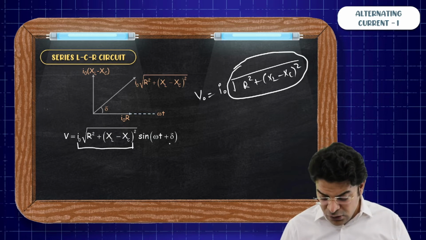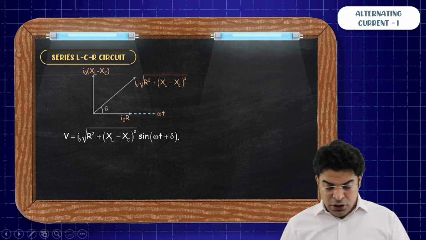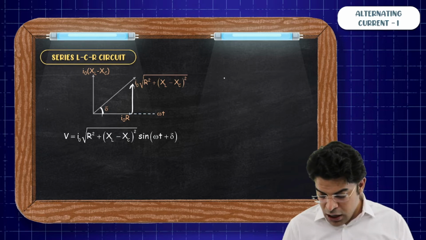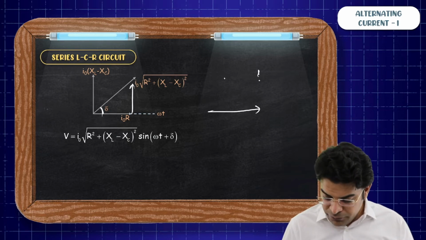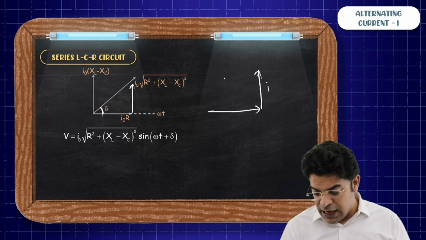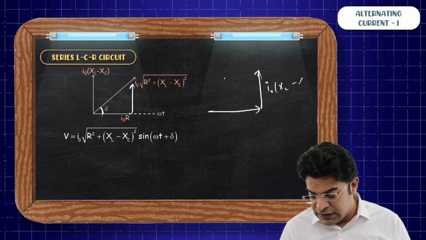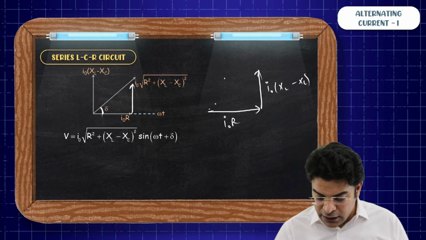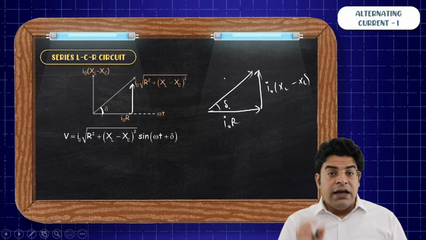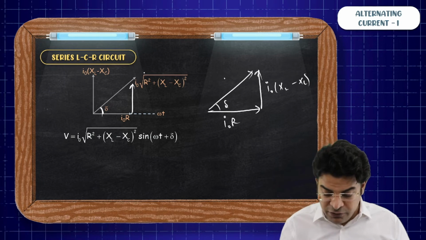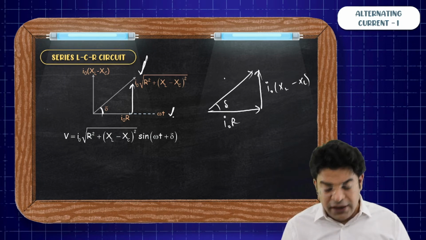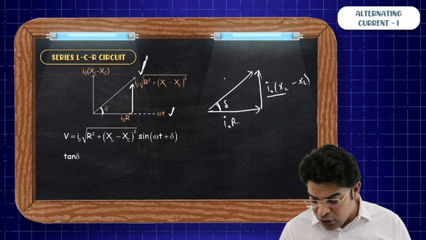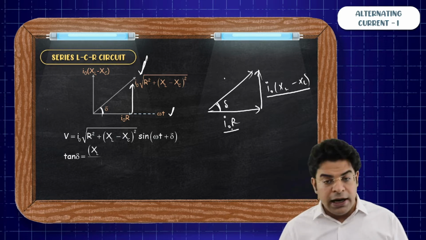And the value of delta can be found how? We will say that tan delta will be equal to, look into this triangle. The vertical side is I naught times (XL minus XC), and the horizontal side is I naught R, and this angle is delta. Delta represents the phase difference between the resultant potential drop and current. You can say that tan delta will be equal to I naught (XL minus XC) upon I naught R.